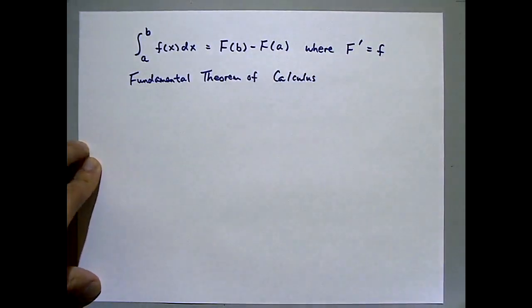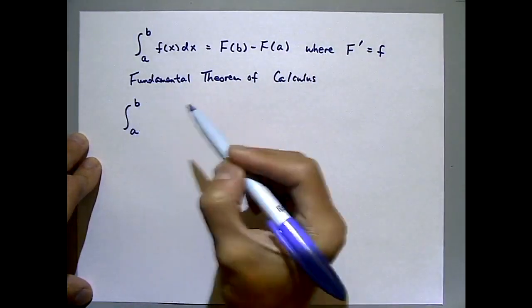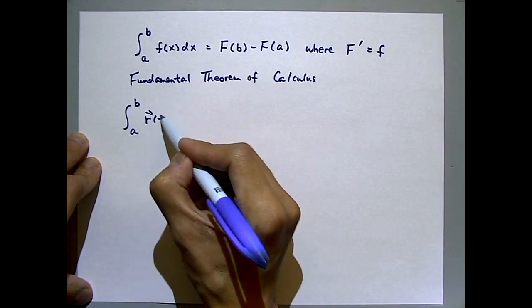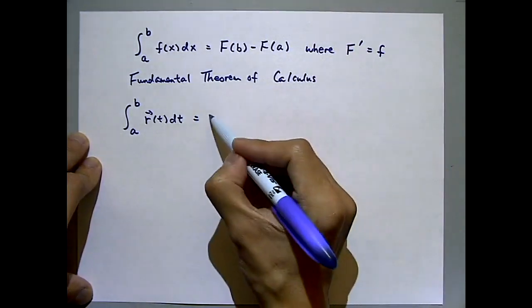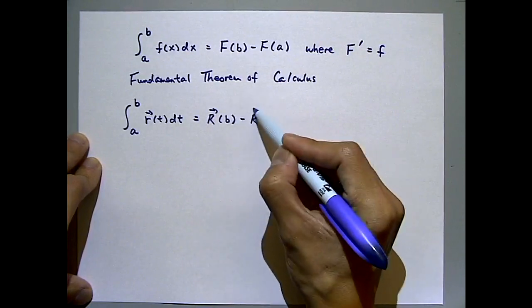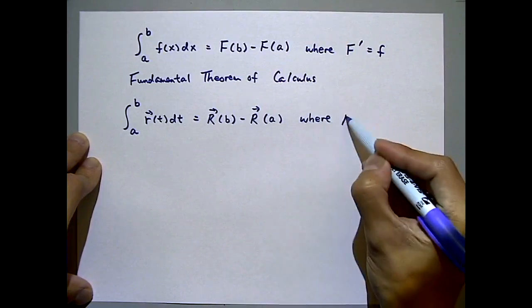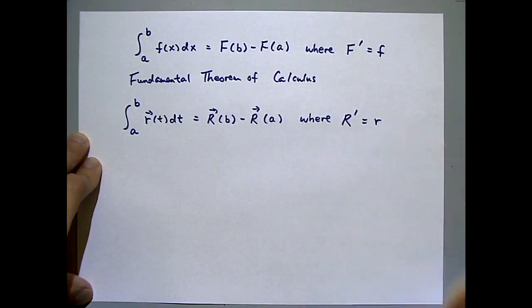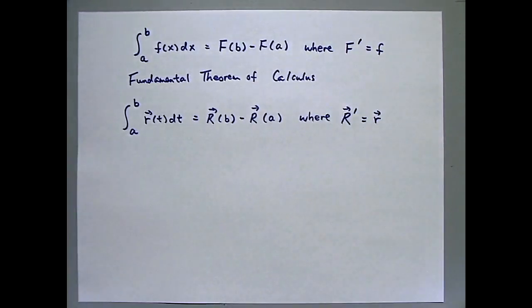This applies directly to a vector function. If you integrate from a to b of some vector function r of t, you get big R at b, a vector, minus big R at a, where big R prime is equal to little r. And these are vectors. Okay?